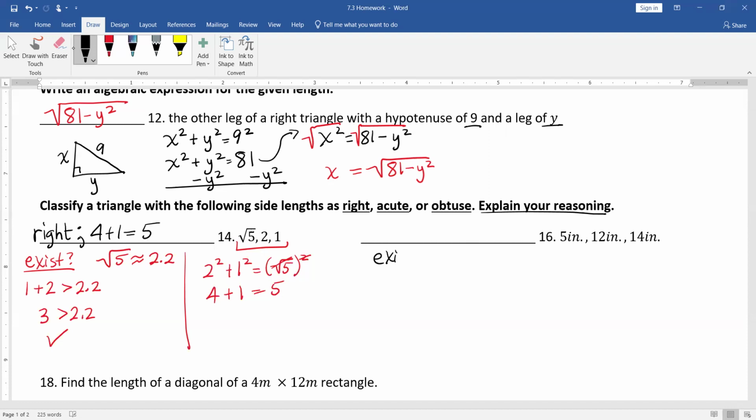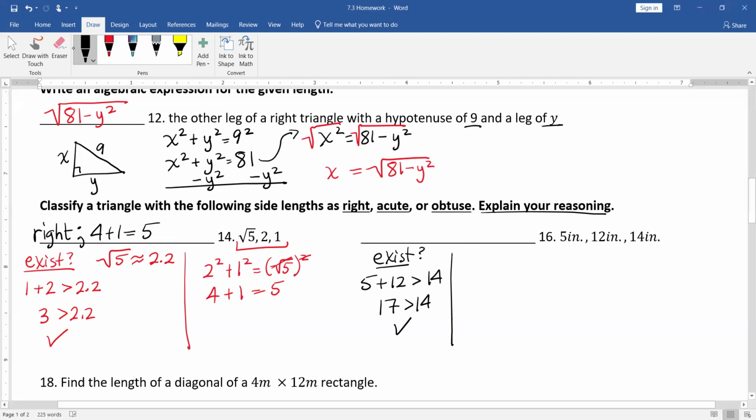So does it exist? Let me try to be consistent. Are the legs 5 and 12 added together greater than the third side? And in this case, they are. 17 is indeed greater than 14. So this is a valid length for the sides of a triangle.